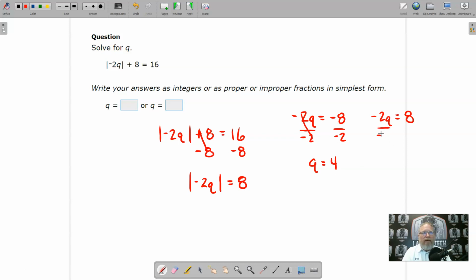Over here, I'm going to divide by -2 as well again. And those are going to cancel each other. Leave me with just q. And positive divided by negative is negative. And again, 8 divided by 2 is 4. So my two solutions are -4 and +4.